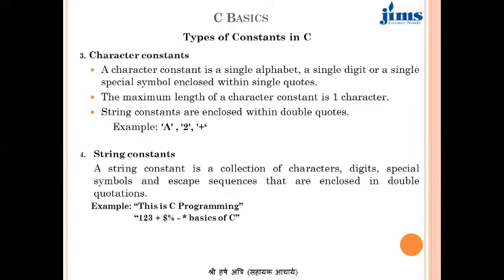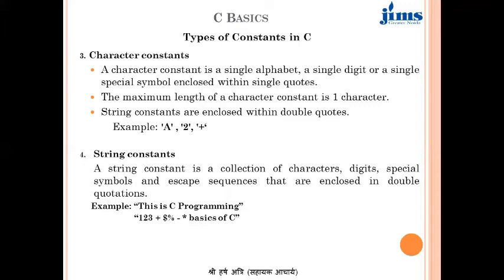We will study examples: single quote A, single quote B, and single quote plus. Plus is an operator and 2 is a digit. But when we put these operators and digits within single quotes, they become characters. So the compiler will not read 2 as a digit, it will read it as a character. Similarly, the compiler will not read plus as an operator, it will read plus as a character.